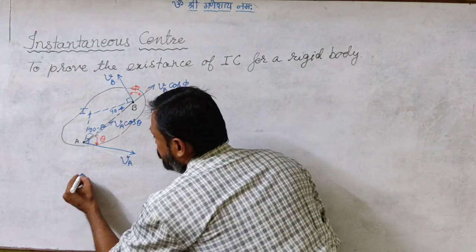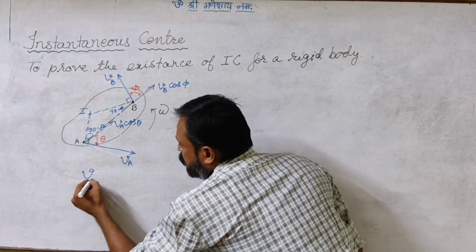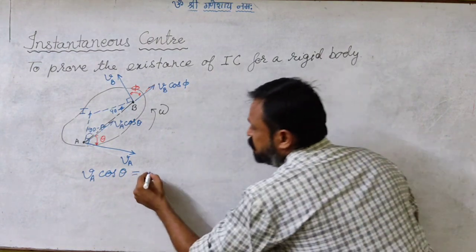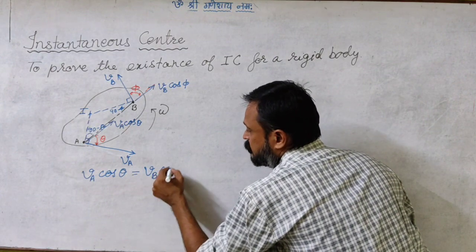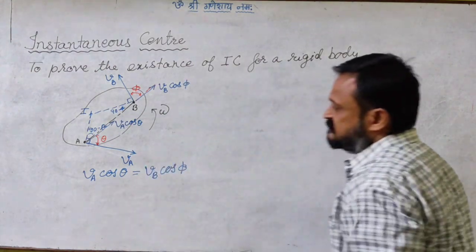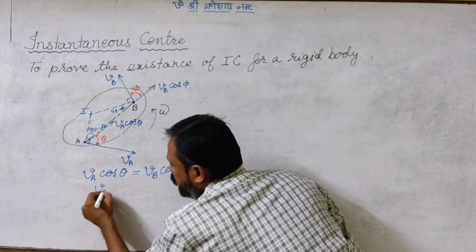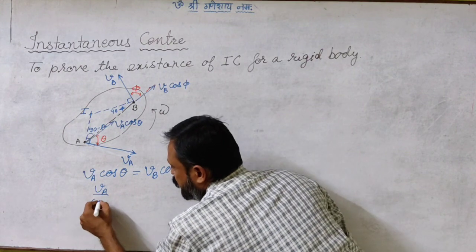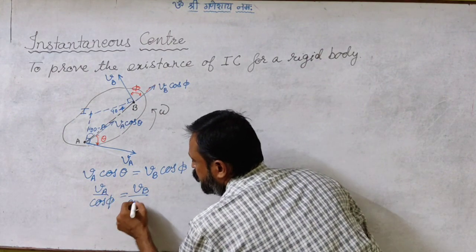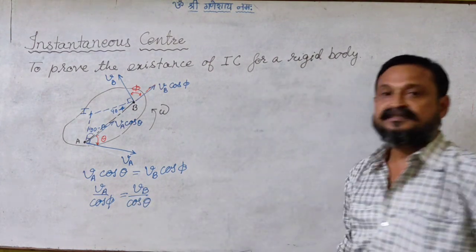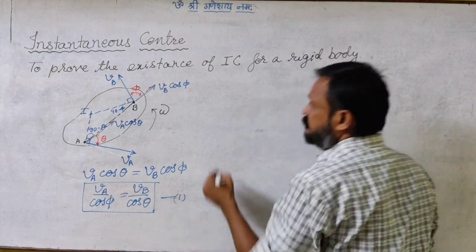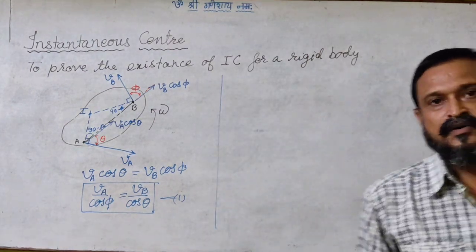So I can say that velocity of A cos theta will be equal to velocity of B cos phi. Then I can say that velocity of A upon cos phi will be equal to velocity of B upon cos theta. I can name this equation 1.